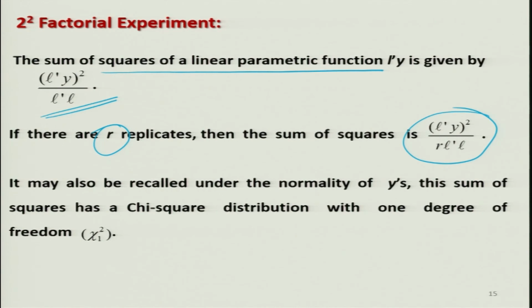Right, and about their distribution, you can recall that under the normality of y's, you assume that yij or yijk follow a normal distribution with mean 0 and variance sigma square. This sum of squares has a chi-square distribution with 1 degree of freedom, indicated by chi-square 1 like this. So now you see your problem is solved.